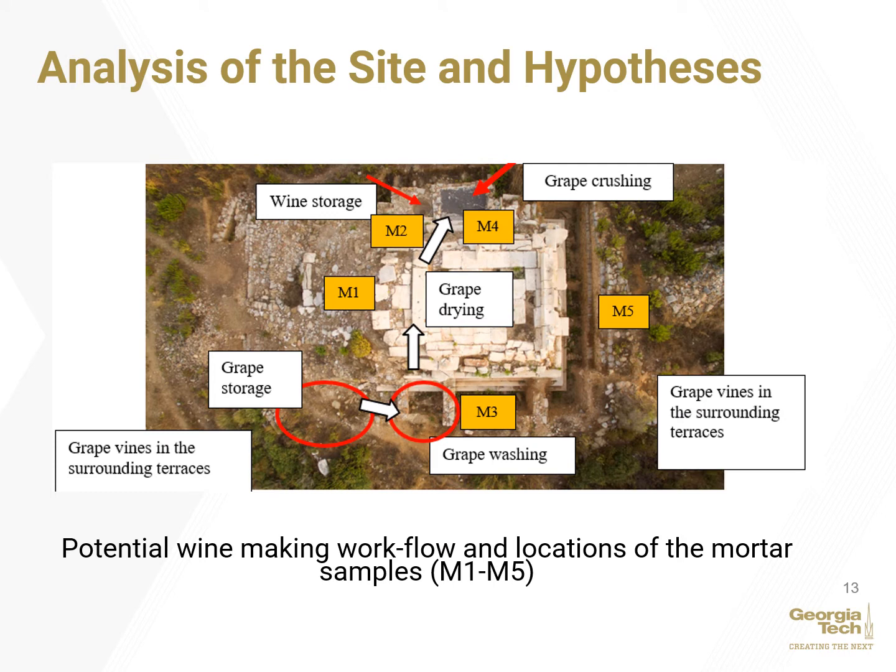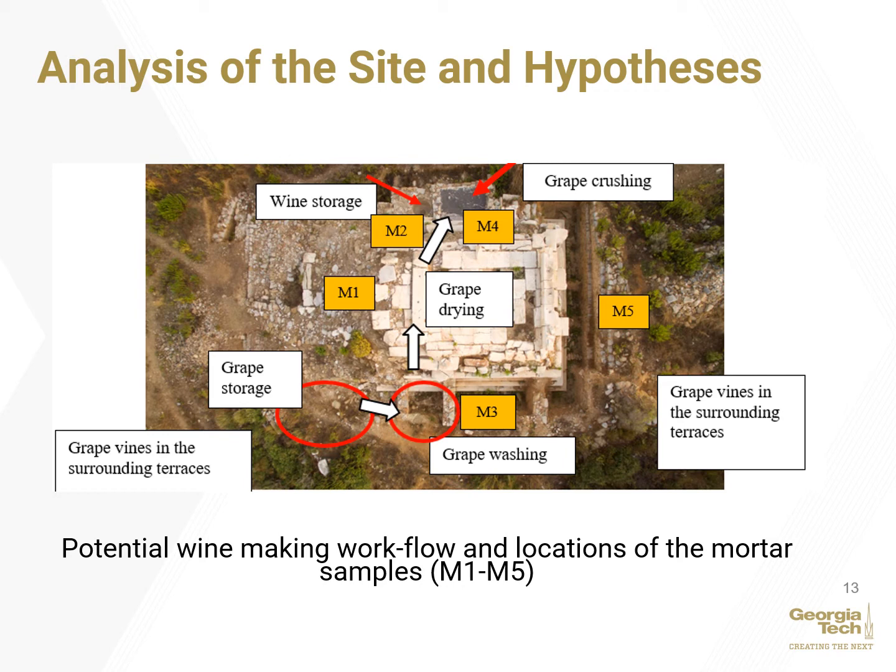So here's the hypothesized winemaking flow. Potentially this area with the drainage holes and the walls was used for washing the grapes, and right next to it, likely the flat area was easy to first dump the grapes, and then the top of the platform was used for drying, and the flat area that was particularly created and plastered was used for grape crushing, and eventually the storage and the fermentation of the wine happened in the back.